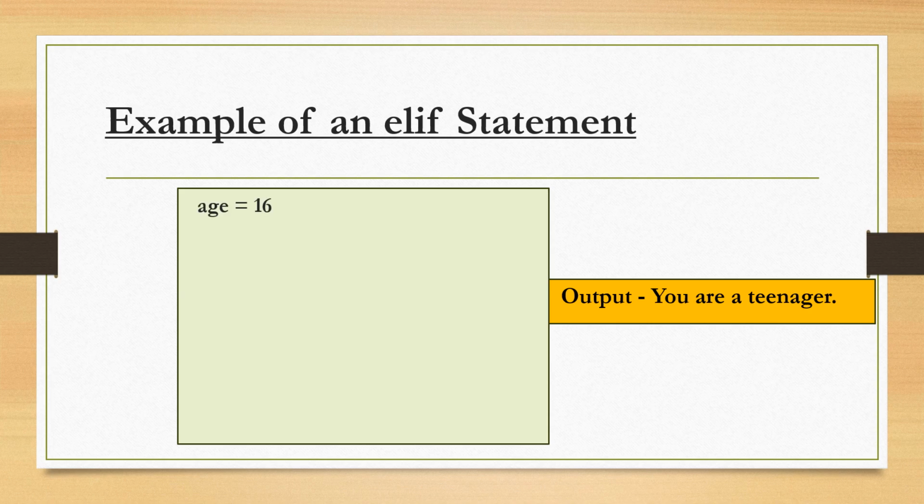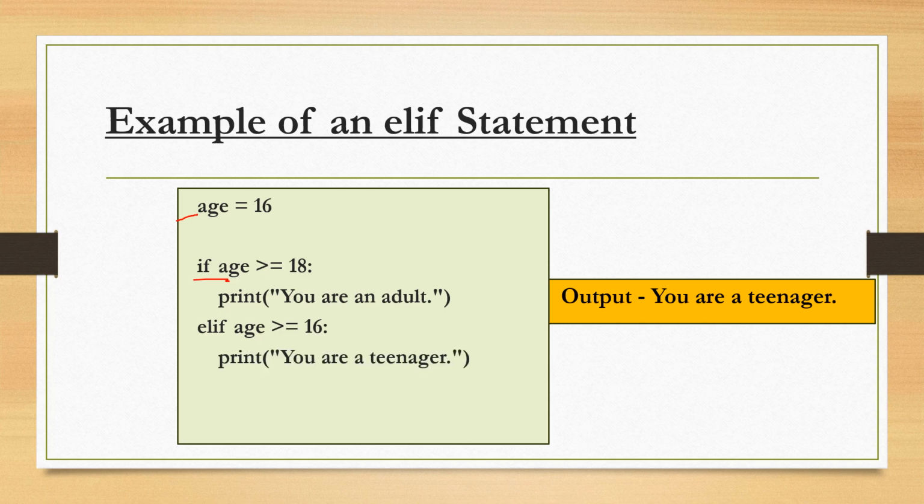First of all, we are creating a variable known as age. Then we are going to use an if statement. The same block of code we are going to use, but we are using an elif statement. So if age is greater than 18, then it will print you are an adult. But if the condition is false, then we are again checking if age is greater than or equal to 16, then it will print you are a teenager.